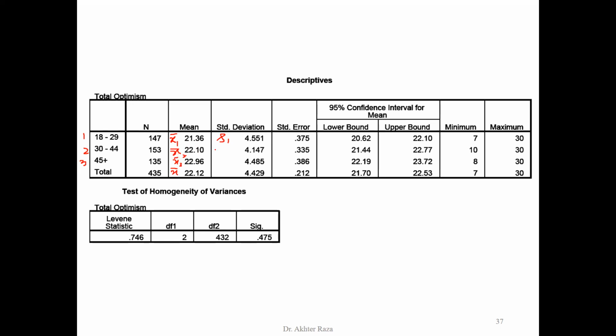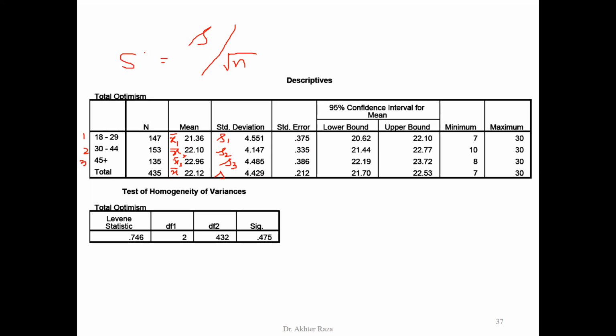And the 3 sample standard deviations, S1, S2, and S3. And this is the total standard deviation, S, in the overall data. So this is S, the overall sample standard deviation. All of you are familiar with the calculation of standard error. It is S upon root N. S upon root N can be used for computing the standard errors.